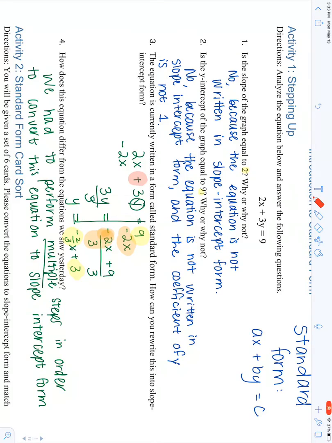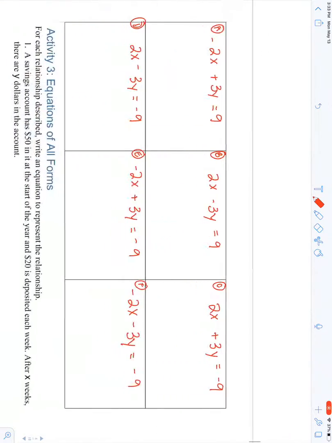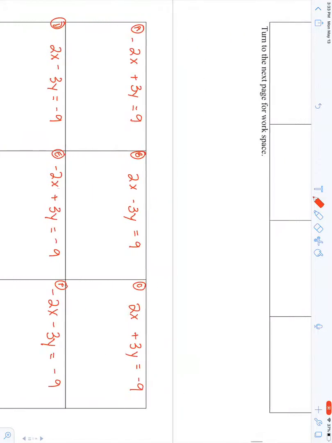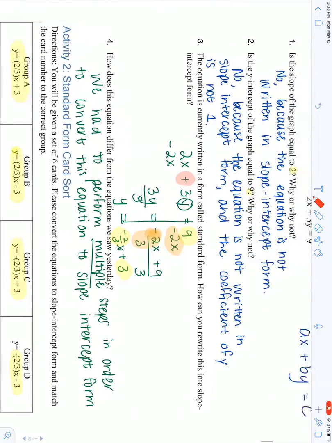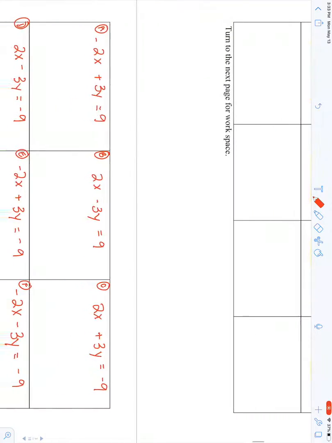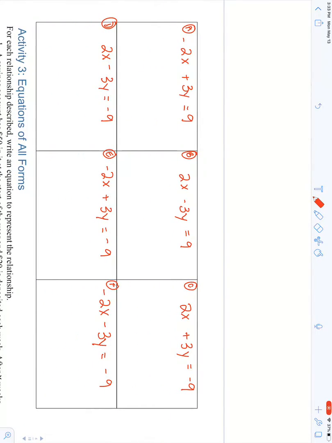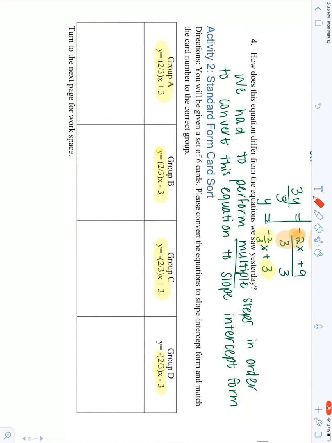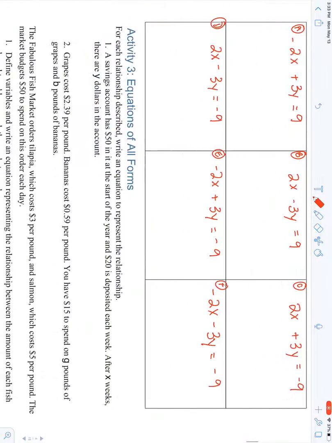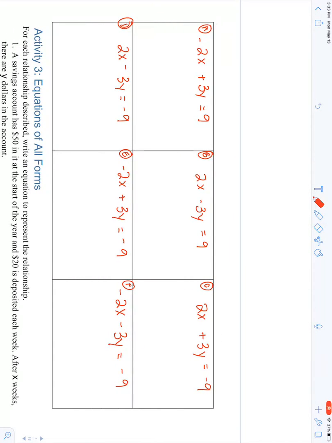Okay, so what I would like you to do is refer back to this front page where we converted this one, which is actually really, really similar to all of these. I want you to convert all 6 of these into slope-intercept form, and then we're going to see which equation it fits in, okay? Go ahead and pause and try it out.